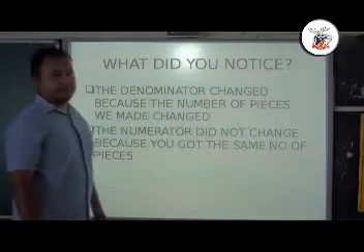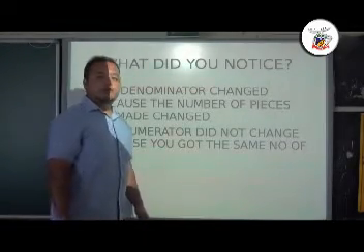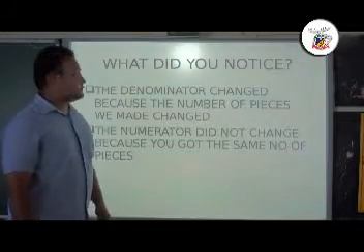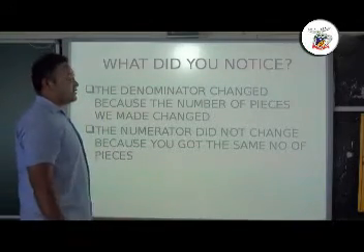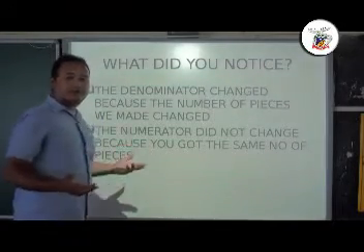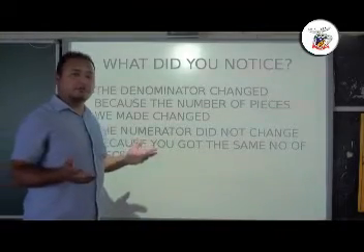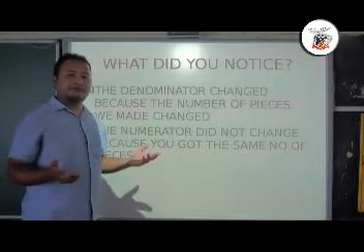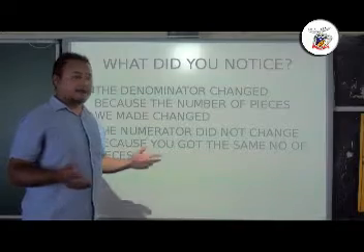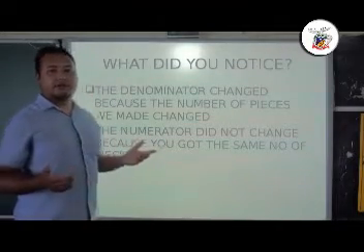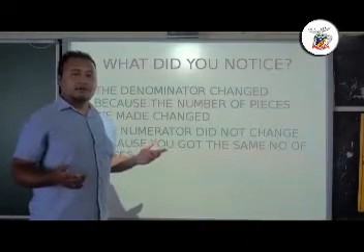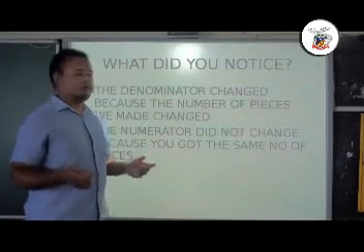So what did you notice when I broke those chocolate pieces? The denominator changed because the number of pieces that I was dividing the chocolate into, it changed. First it was 15, then 5 and then 3. But the numerator did not change because every time you were only getting one piece.